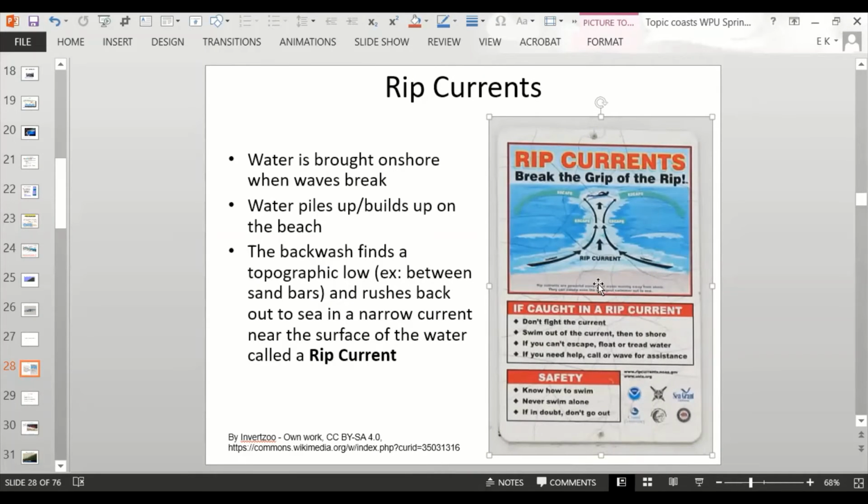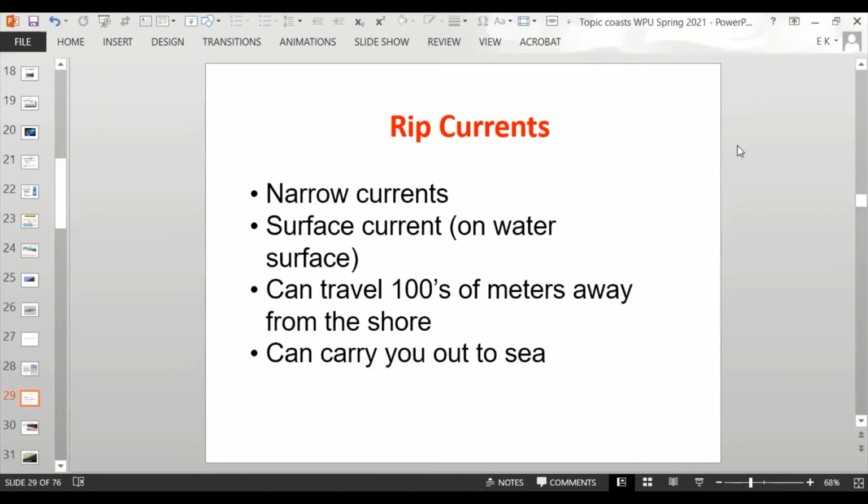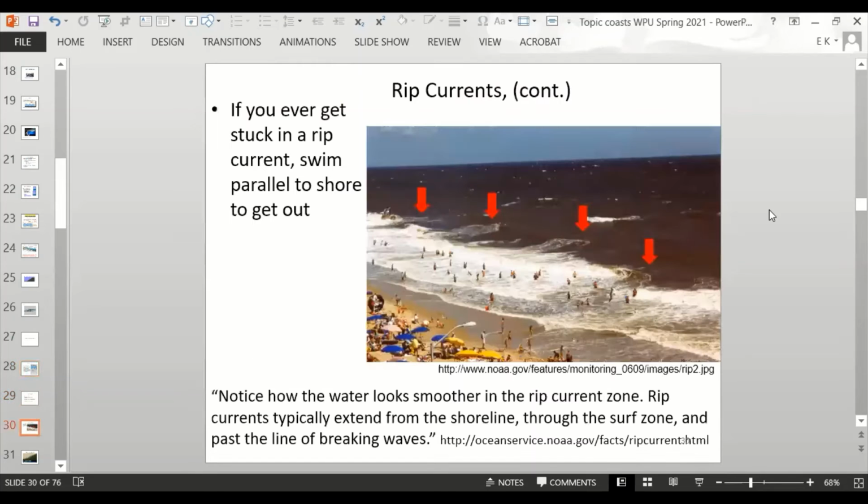So it's a fast surface current that's rushing back out to sea, but it's narrow. It could travel hundreds of meters away from the shore, and it's very strong, so it can carry people out to sea. Even lifeguards who are strong swimmers, it could carry them out. So again, if you ever get stuck in a rip current, you're supposed to swim not back to shore, you're supposed to swim out of the current, parallel to the shoreline.